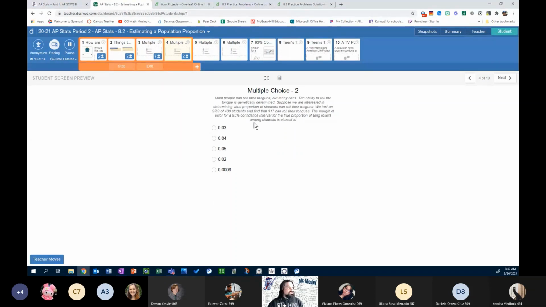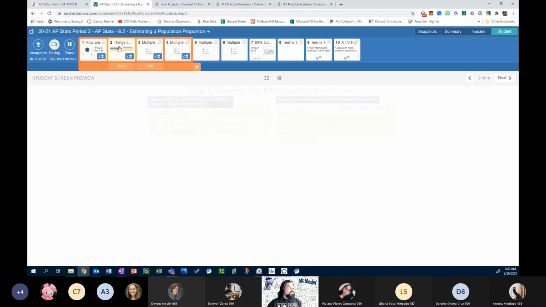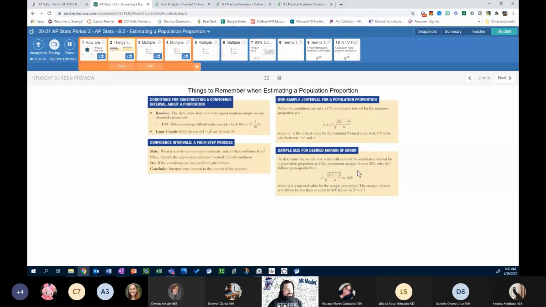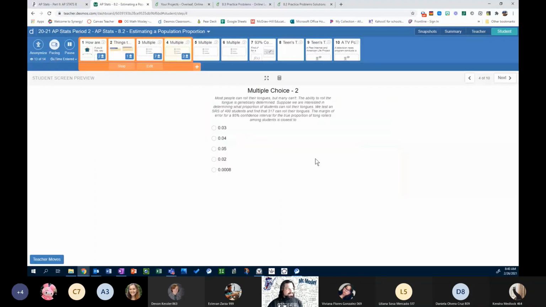All right, so we're going to need to figure out the margin of error, right? So you're going to need to use one of these formulas to determine our margin of error based on the provided data.